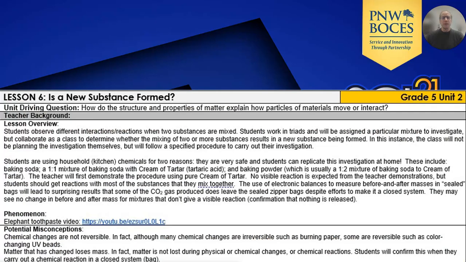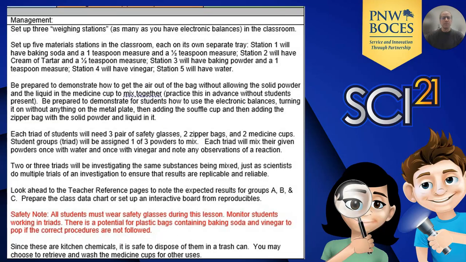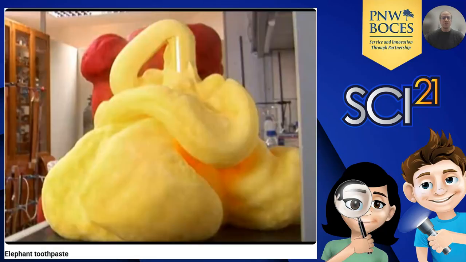Students will use baking soda, baking powder, and/or cream of tartar that will be combined with water and with vinegar. Note that safety glasses are included in the Science 21 Unit 2 kits, and students must wear those safety goggles in this lesson, as noted in red in the management section of the lesson preparation for Lesson 6.